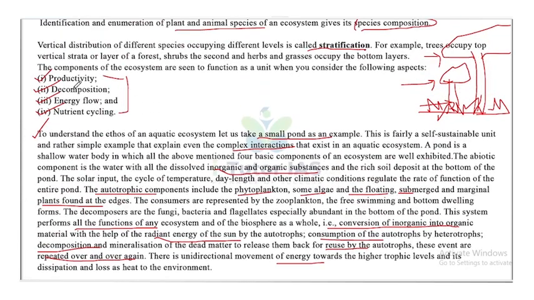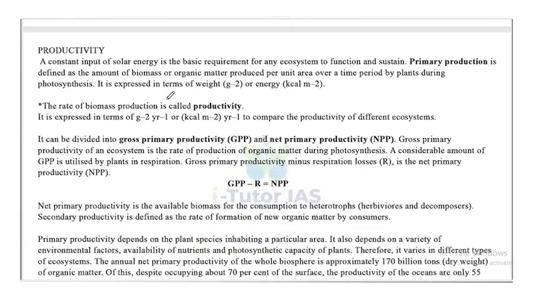Now we'll discuss more details about productivity, decomposition, energy flow and nutrient cycle. Starting with productivity. A constant input of solar energy is the basic requirement for any ecosystem to function and sustain. Primary production is defined as the amount of biomass or organic matter produced per unit area over a time period by the plants during photosynthesis.